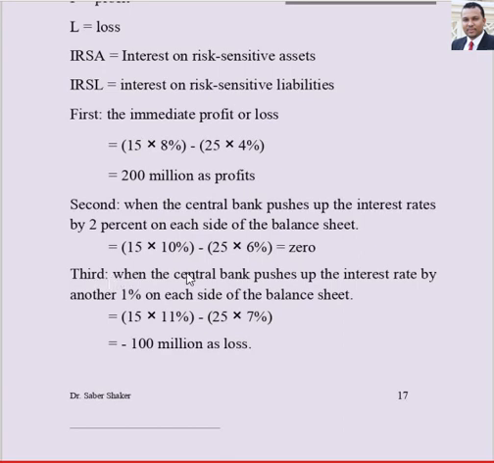Case number 3, when the central bank pushes up the interest rate by another 1%, so we increase the interest rate from 10 to 11, and from 6% to 7%. What about the output? The output equals negative 1 million, which in this case is a loss. So we started with 200 million as a profit. The central bank increased the interest rate by 2%, so the value equals 0. Another increase by 1%, the output equals negative 1 million. This is a loss.